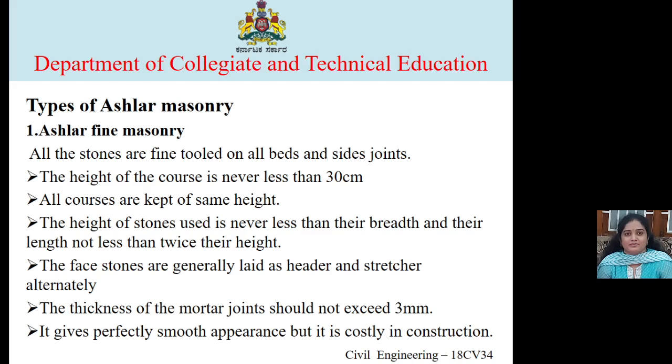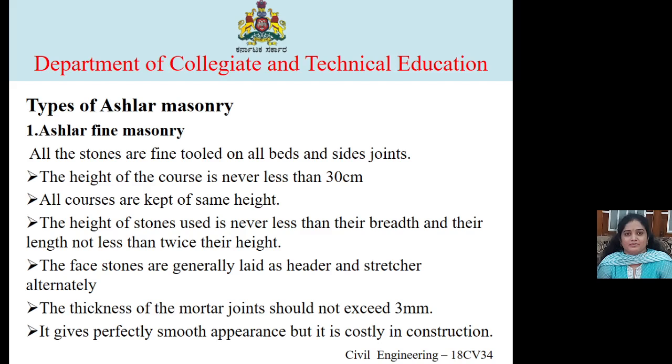The face stones are generally laid as header and stretcher alternately. The thickness of the mortar joint should not exceed 3 mm. It gives a perfectly smooth appearance but it is costly in construction. So ashlar fine masonry, as the name says, is finely dressed, and more importantly the height of the course is never less than 30 centimeters and all courses are of the same height.